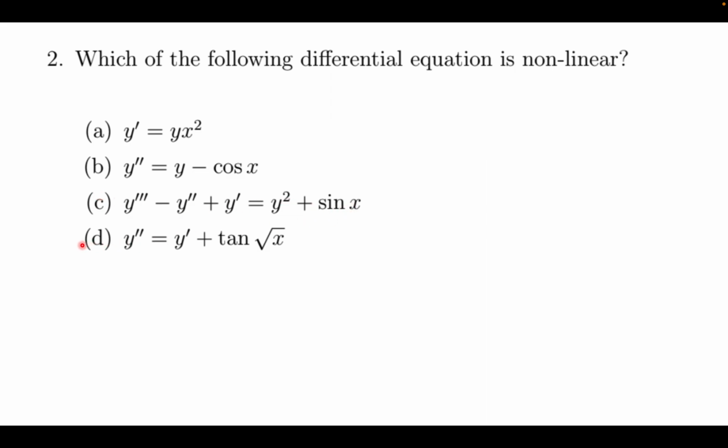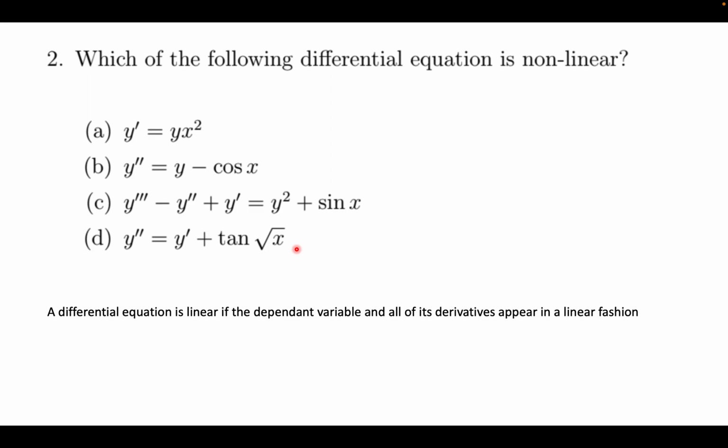And if I come back to the fourth part, which is y double dash equal to y dash plus tan of root x, then again the derivatives all appear in a linear fashion, so it's a linear differential equation. So the answer to the second problem is option C, because it's a non-linear differential equation. This is all about the second problem, and I hope you got the idea. If you get such a problem in your exams or assignment, you will now be able to solve it.